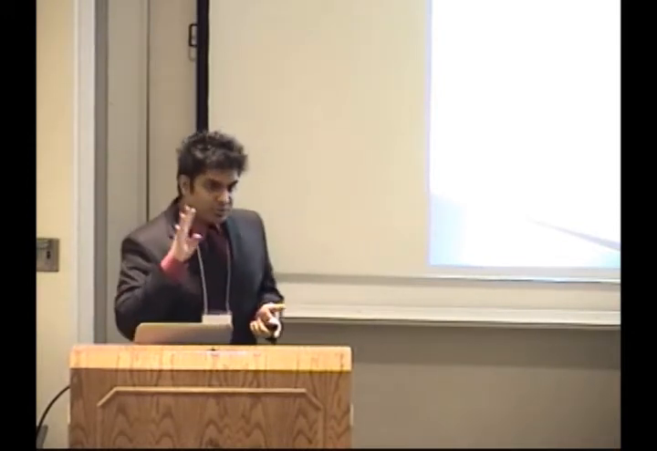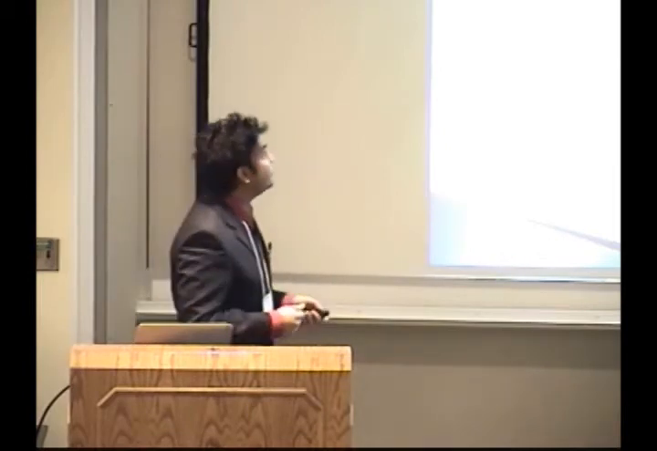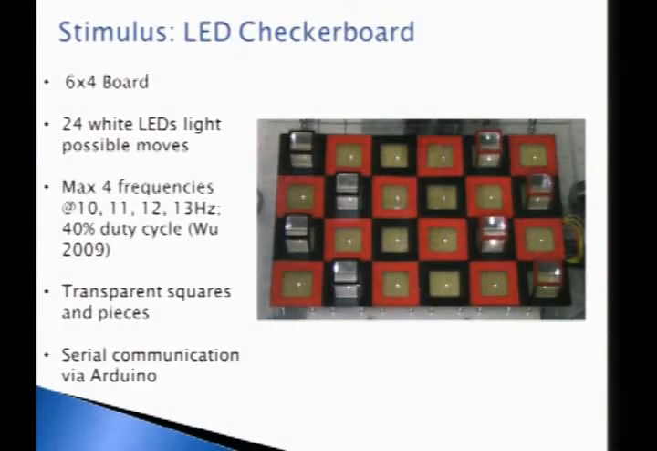So we had a 6x4 board because, to make things simpler, we only wanted to use 4 stimuli, because using the full 8 might have been too much for a first trial on this system. So when we use a 6x4 checkerboard, the maximum number of possible moves at any time for a given person is 4. So we can assign one of 10, 11, 12, or 13 hertz to one of the possible moves.